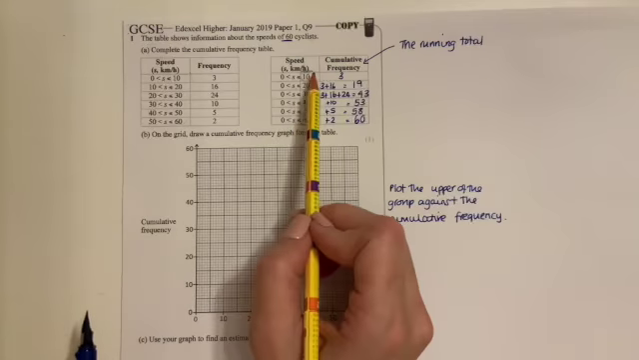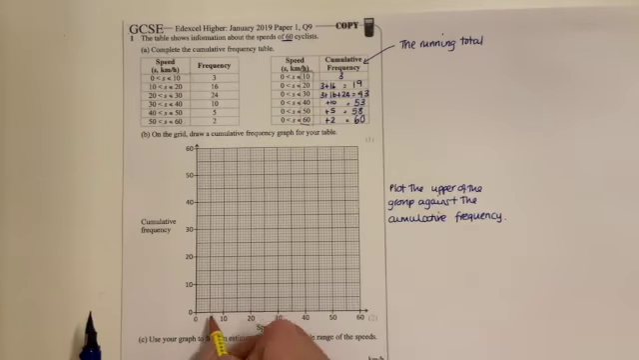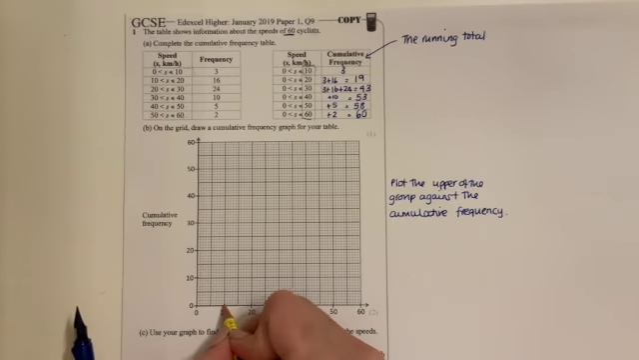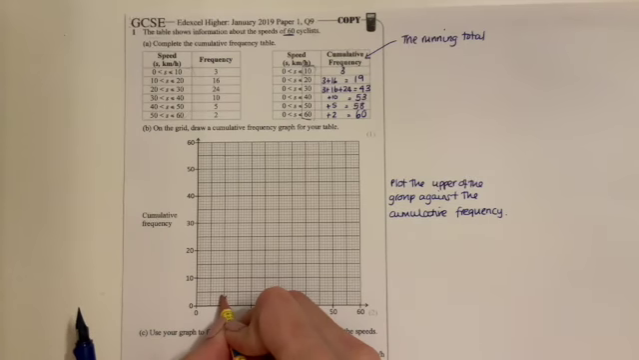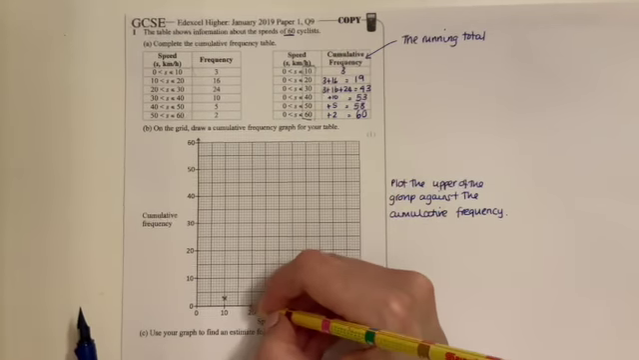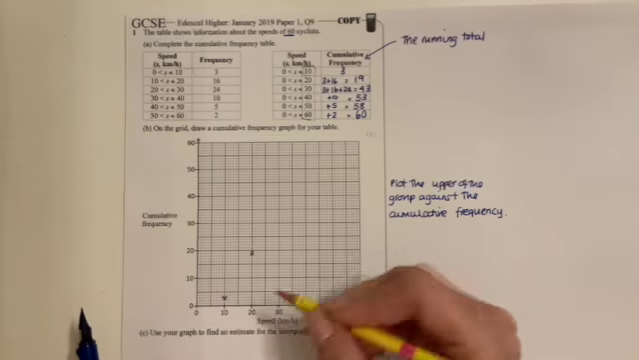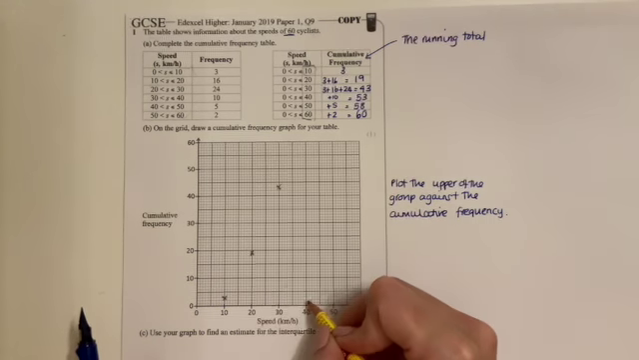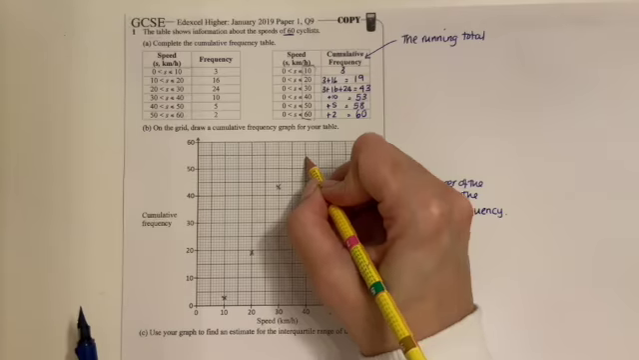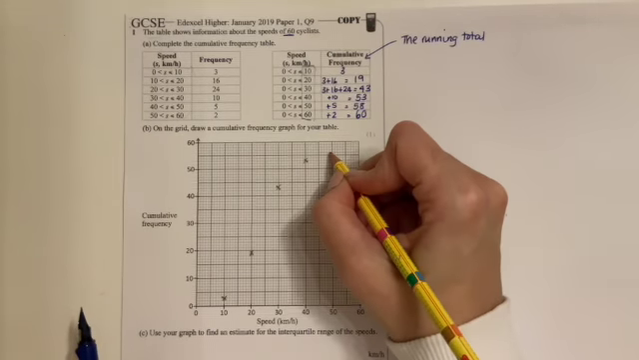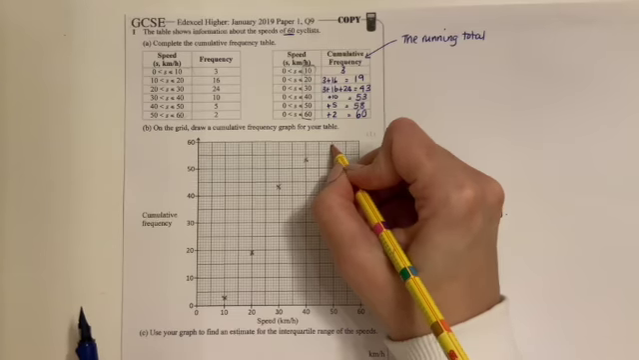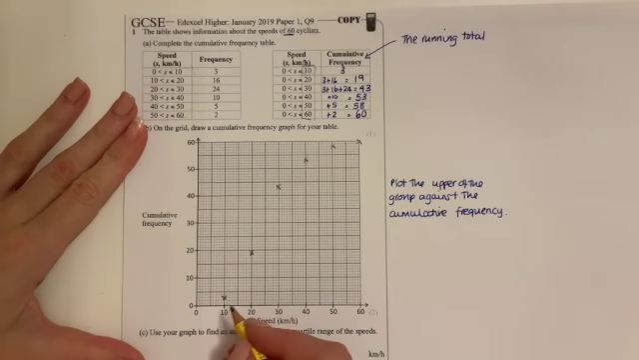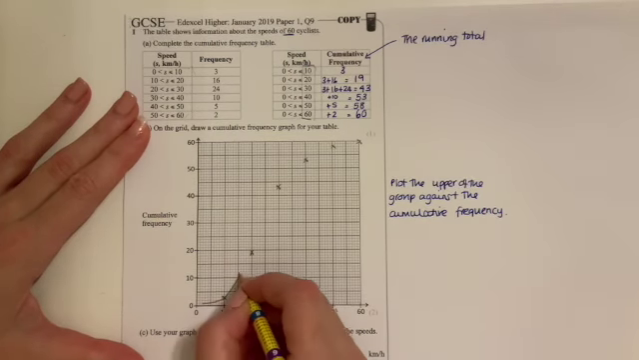I'm going to use these values here. So at 10, I know my cumulative frequency was 3. So check my scale. Yeah, one little square means 1. Okay, so it's going to be there. Okay, so at 20, I need to go to 19, which is here. 30 is 43, which is there. 40 is 53. 50 is 58, which is there, and then 60 is 60. Okay, what we're going to do now is join these up with a nice smooth curve. Okay, as nice a curve as you possibly can.